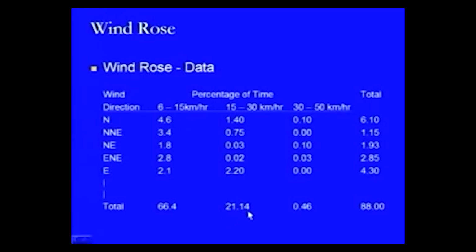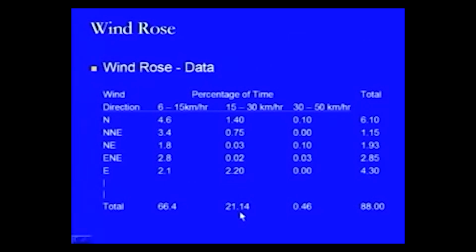For 21.14% of the time period it is moving in a range of 15 to 30 kilometers per hour, and for 0.46% of the time period it is moving in a range of 30 to 50 kilometers per hour, and the overall value comes out to be 88%. It means that for 88% of the time period the speed of the wind has been more than 6 kilometers per hour, whereas for the rest of the 12% of the time period it has been less than 6 kilometers per hour, and therefore, the calm period is 12%.